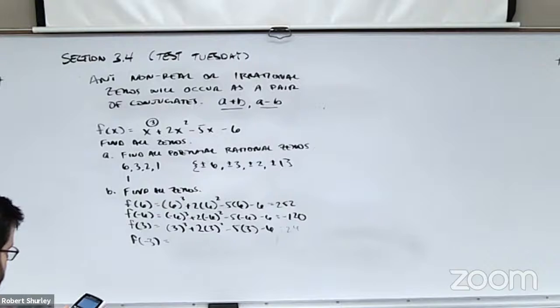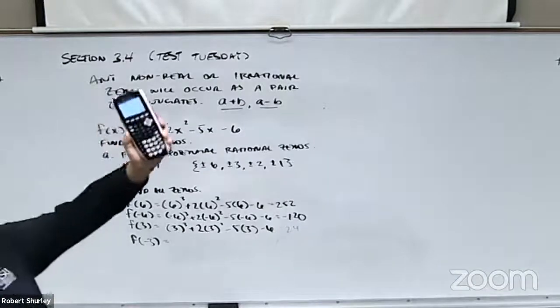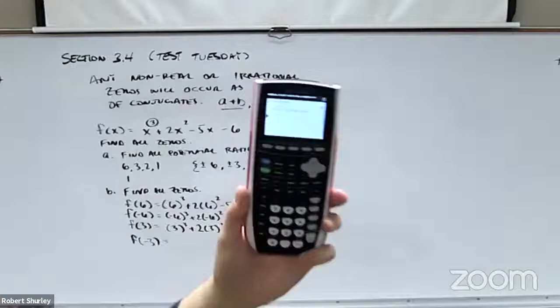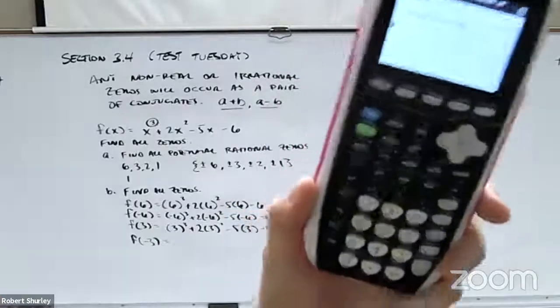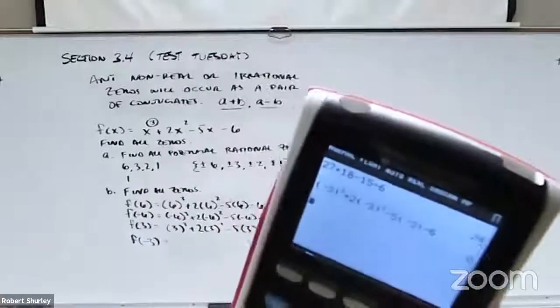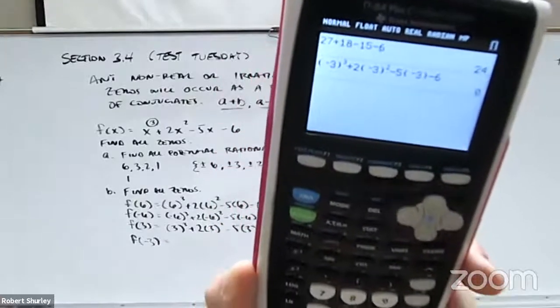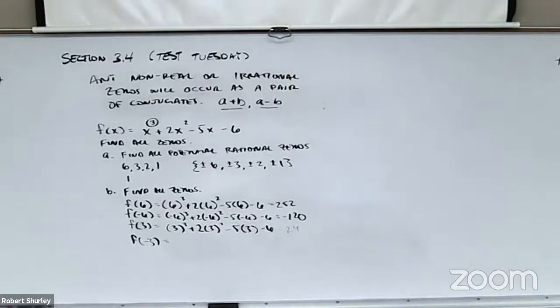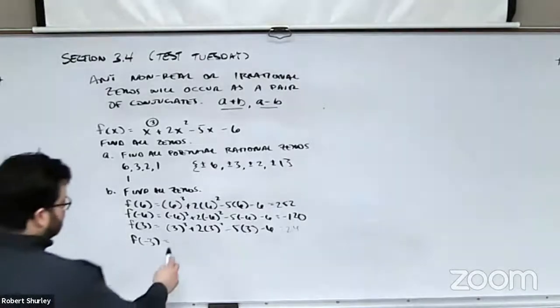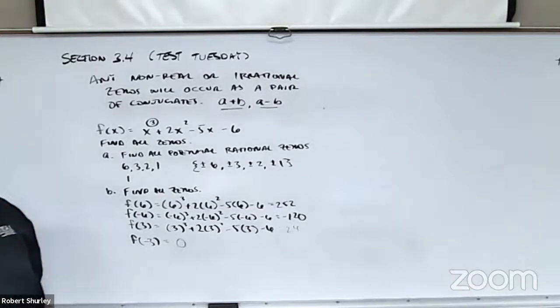Okay. Negative 3 cubed plus 2 times negative 3 squared minus 5 times negative 3 minus 6. Oh, boom. I found it. Guys, look up here. I'm zooming in. I don't know if you can see this. Boom. I plugged in negative 3 and I got back 0, right? So that means negative 3 has to be a 0. It has to be. Okay?